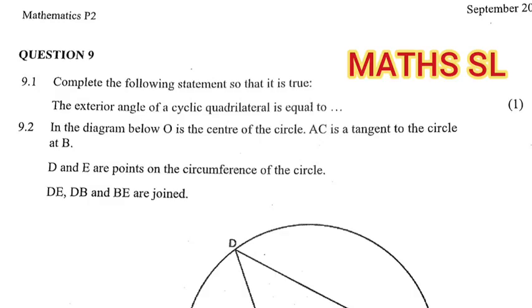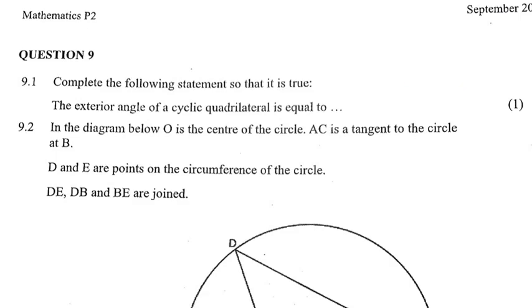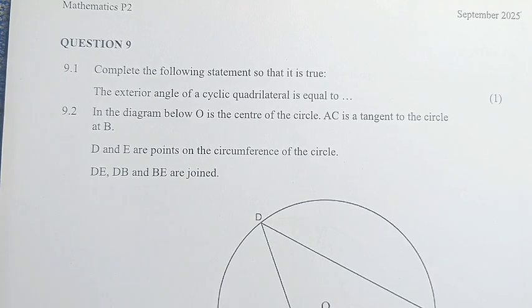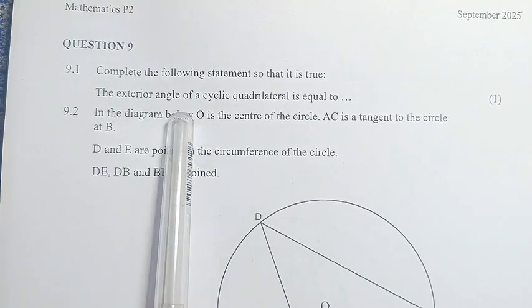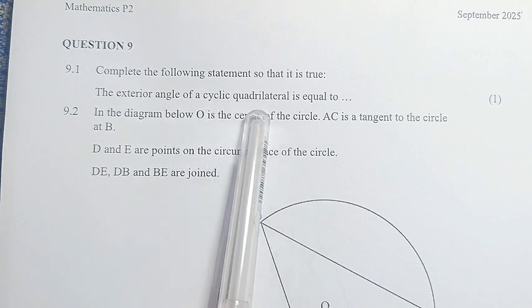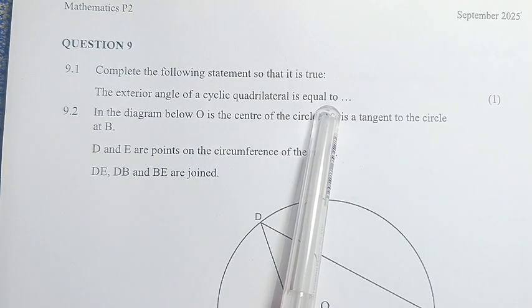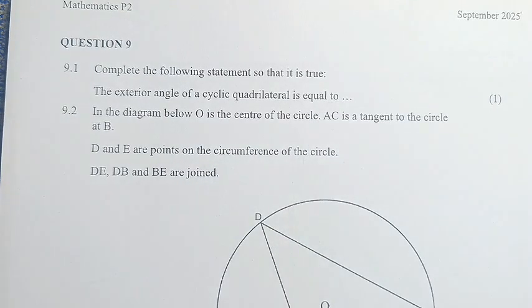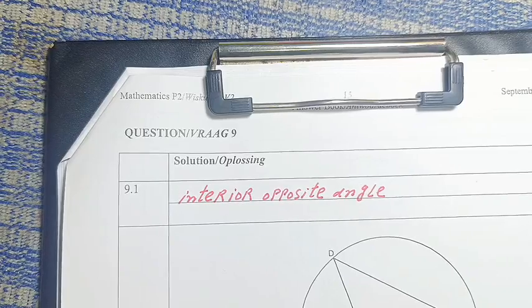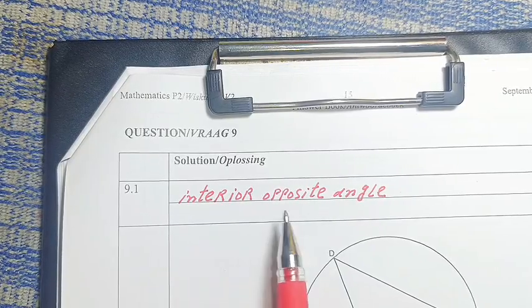I'm Thaqib Latif. This is question number 9, 9.1. Complete the following statement so that it is true. The exterior angle of a cyclic quadrilateral is equal to... First question, I need to complete the statement. The exterior angle of a cyclic quadrilateral is equal to the interior opposite angle. So, interior opposite angle.